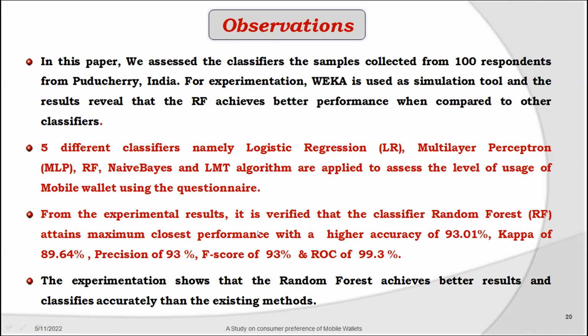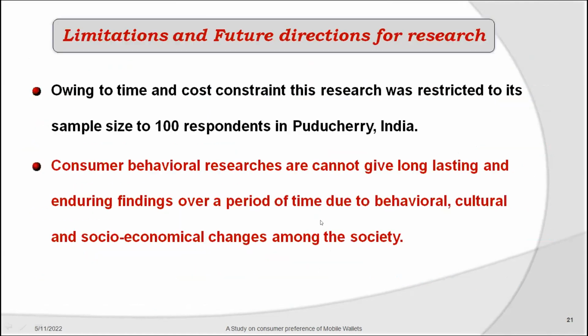From the experimental results, it is verified that RF attains the closest performance with a higher accuracy of 93.01, kappa of 89.64, precision of 93, F-score of 93, and ROC of 99.3. Thus, the experimentation shows that RF achieves better results and classifies more accurately than the existing method.